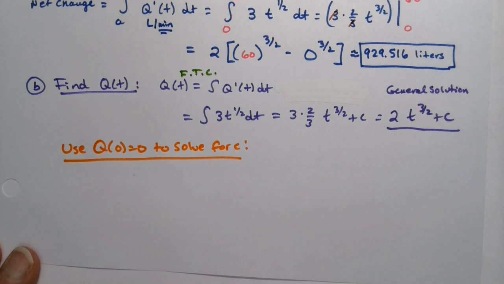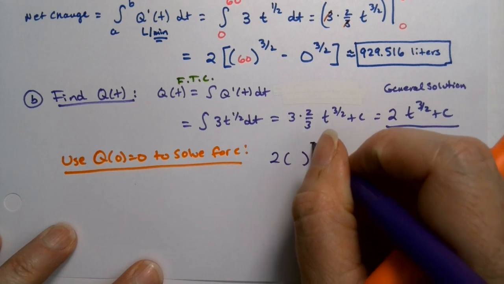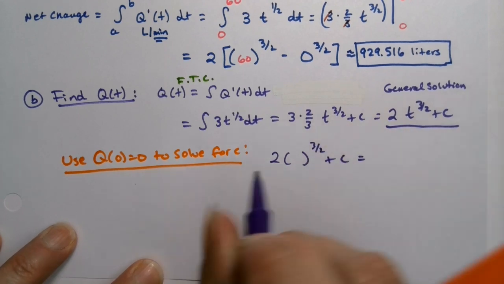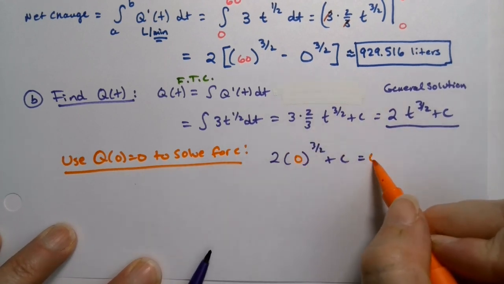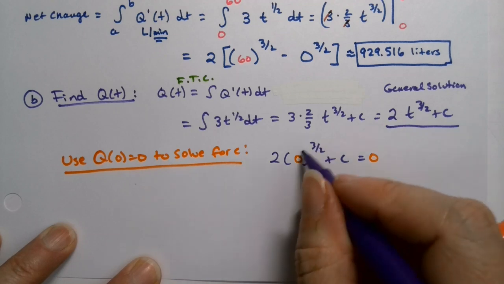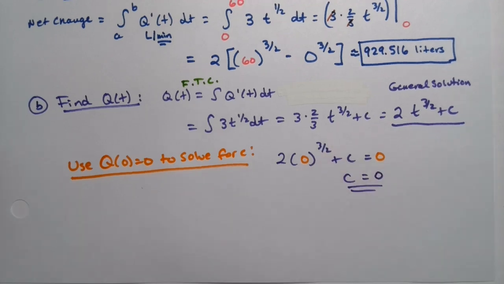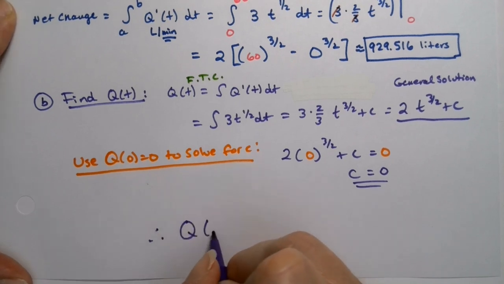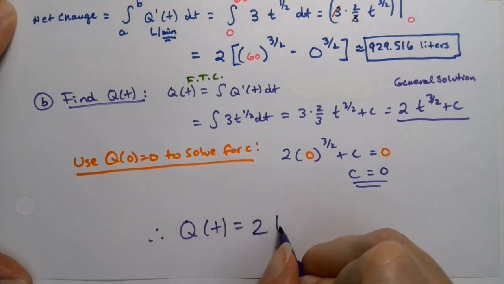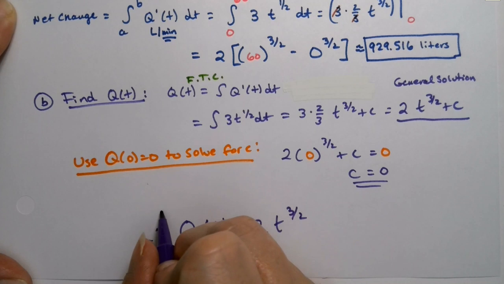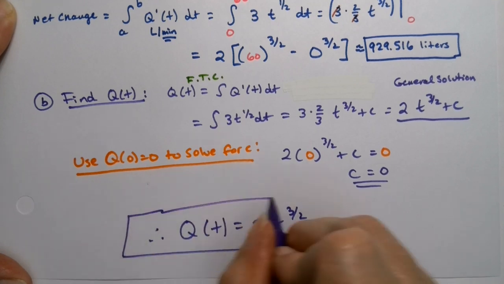This is going to be really easy, because if I put 0 in there, 2 times 0 to the 3/2 plus c is equal to 0, which means that this is all gone, and c is equal to 0. Therefore, q of t is equal to 2 times t to the 3/2. Done.